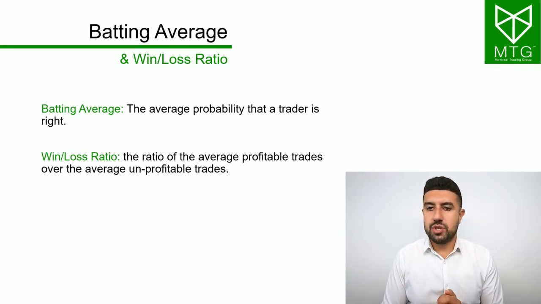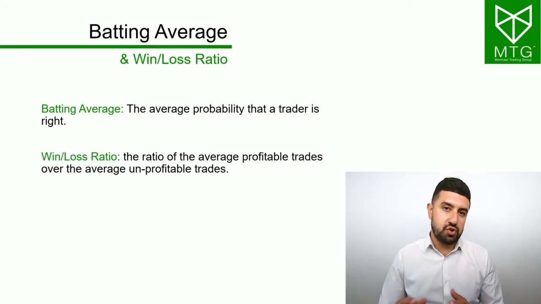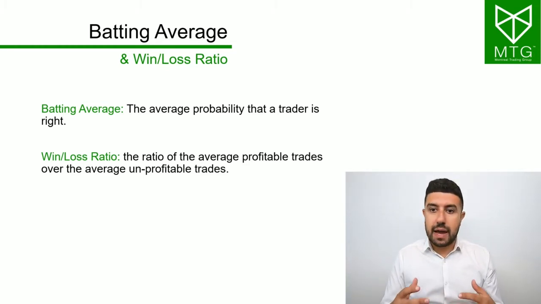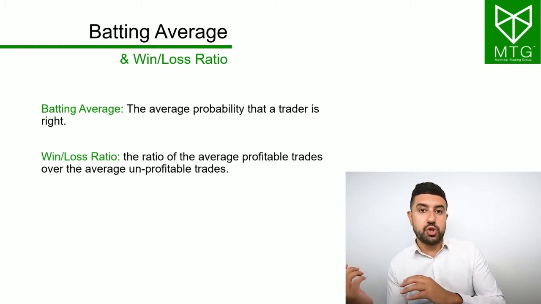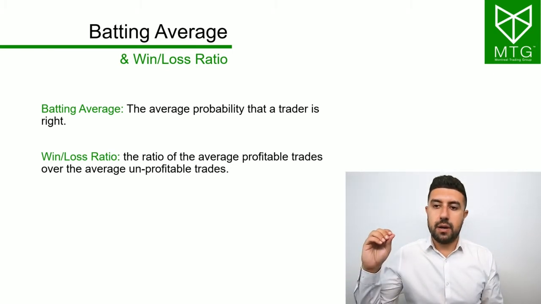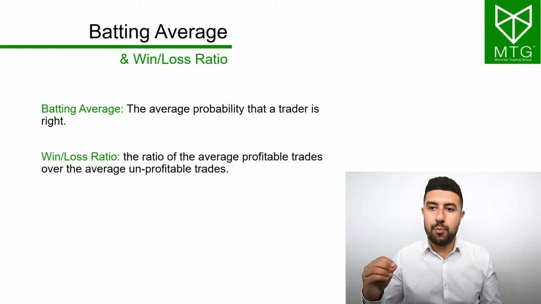So what is the batting average? The batting average is going to be the average probability that a trader is right. Imagine you're playing baseball and you're looking at what is the batting average, how many balls you're able to hit. That's batting average. How many balls you're able to hit out of the park, how many trades are profitable.